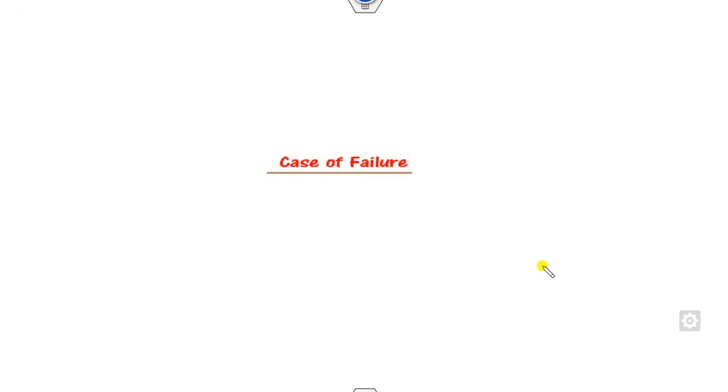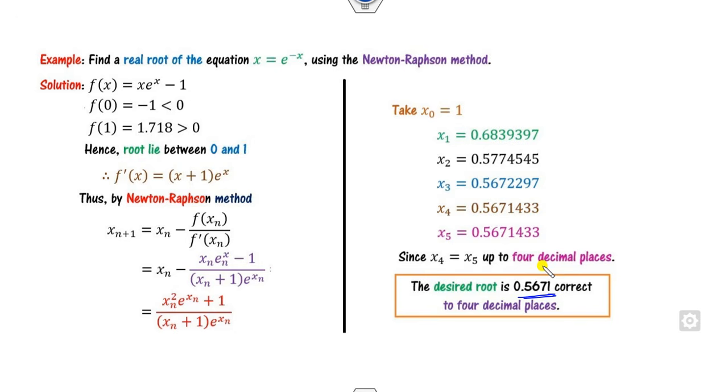Now, as in the 4 examples, you can see in each case we can get a convergent root. But when will it be a failure? This will be a failure when you choose the wrong x naught. How can you choose the wrong x naught?